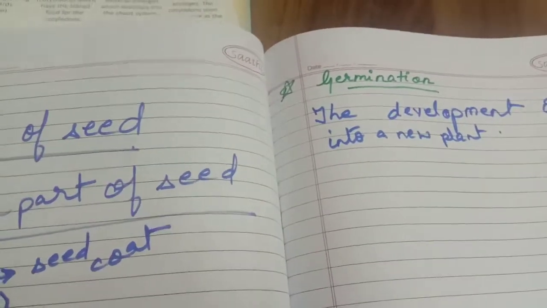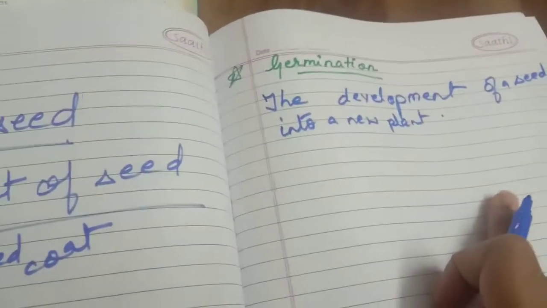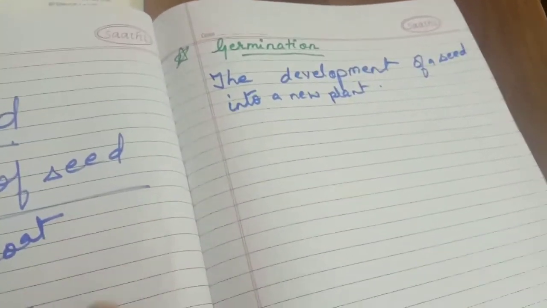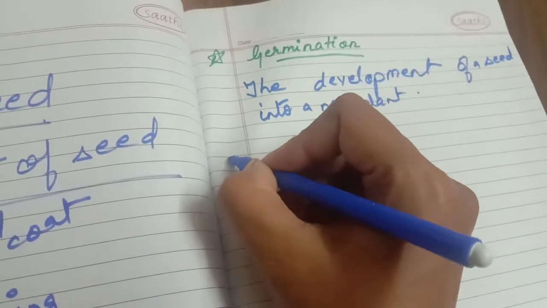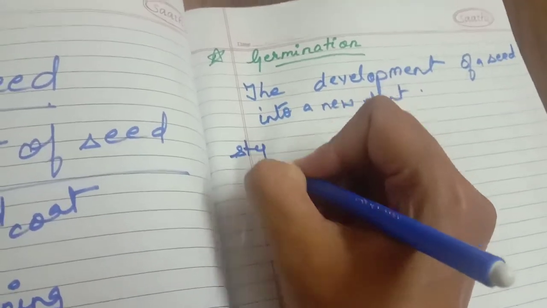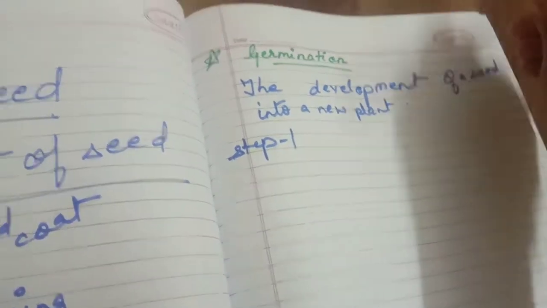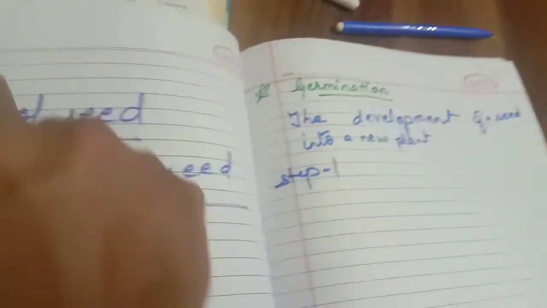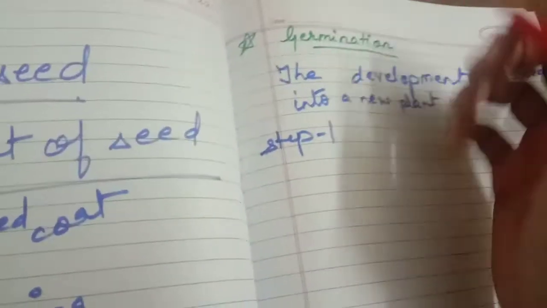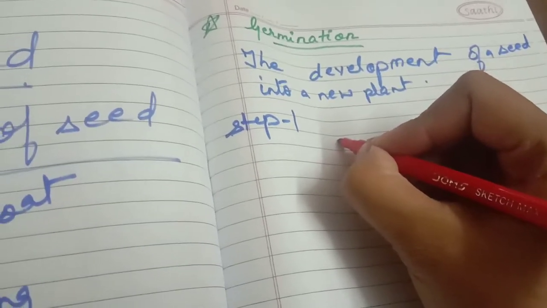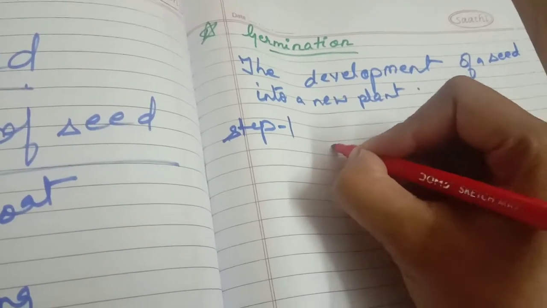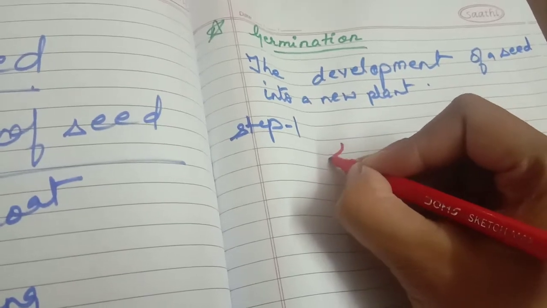Now if I show you with a diagram, there are 5 steps that take place in the germination of seeds, right? So first I will be telling you about step 1, right students? In step 1, we are taking a small seed. So here I am taking a seed of gram. Gram everyone knows, that is chana, right?